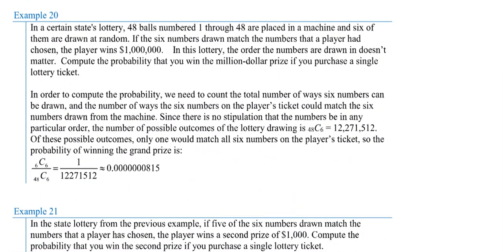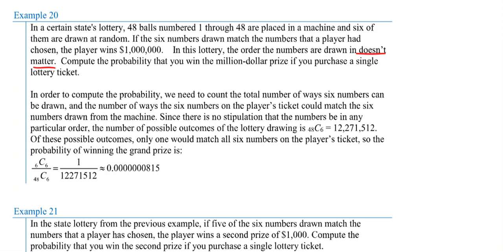All right, so another kind of probability question. Well, they're all kind of the same. We're just finding the number for favorable on the top and then total on the bottom. That's all that's really happening here. But if we look at this situation, it says in a certain state's lottery, 48 balls numbered 1 through 48 are placed in a machine, and 6 of them are drawn at random. If the 6 numbers drawn match the numbers that a player had chosen, the player wins $1 million. In this lottery, the order the numbers are drawn in doesn't matter. That's kind of a key word there. The order that we draw them in doesn't matter.